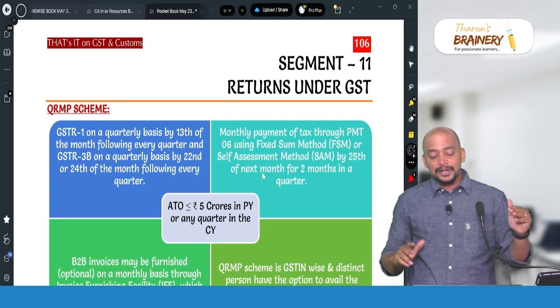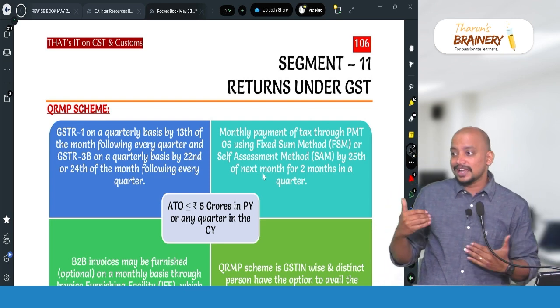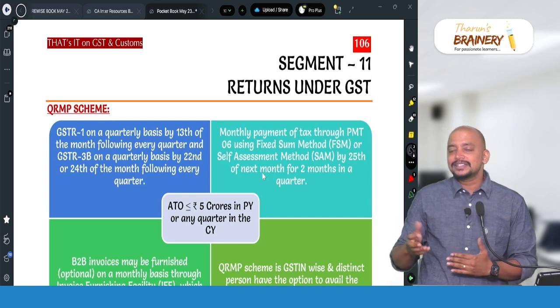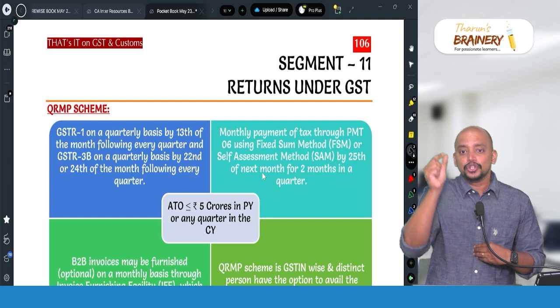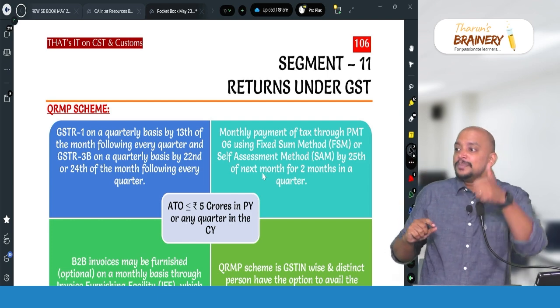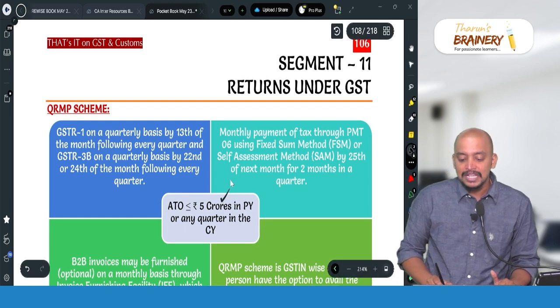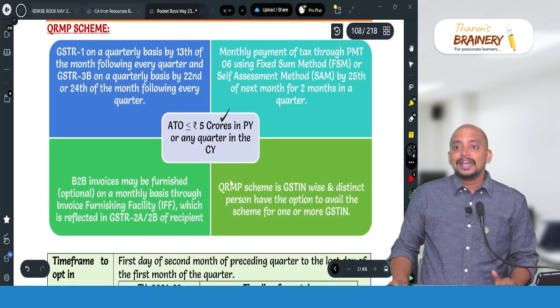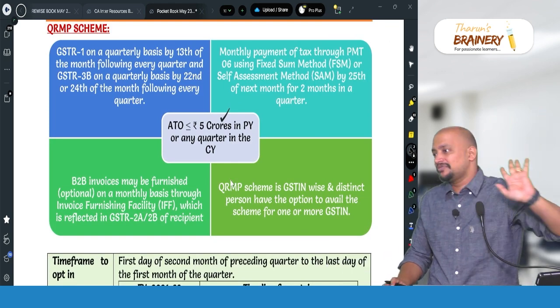Even though the word given there is "or", actually it is "and". Because "or" would become a literal interpretation, that's the reason why it should be understood as "and", which means two conditions. Condition number 1, previous year aggregate turnover should not exceed 5 crores, plus in the current year, up to any quarter, aggregate turnover should not exceed 5 crores.